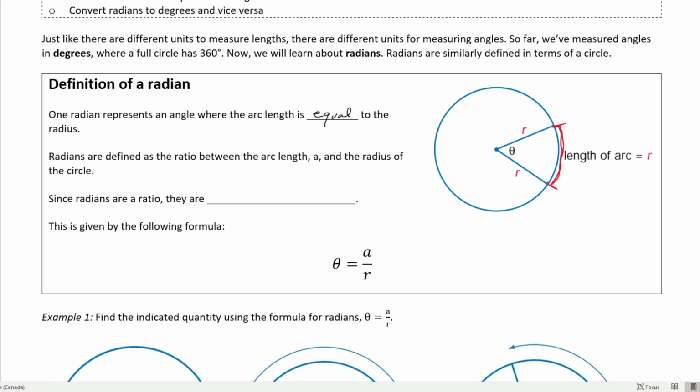This video is meant to introduce the concept of radians. You can measure an angle in degrees, but you can also measure an angle in radians. And the definition of a radian is also defined in terms of a triangle.